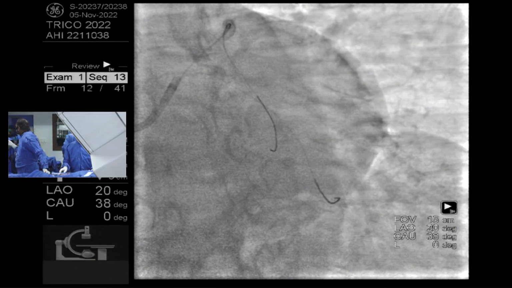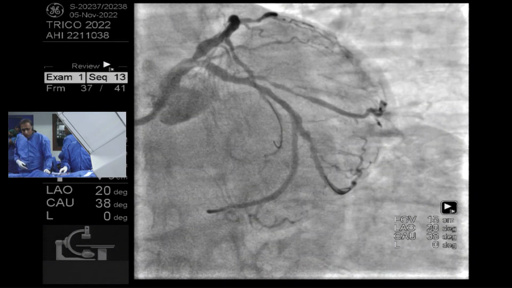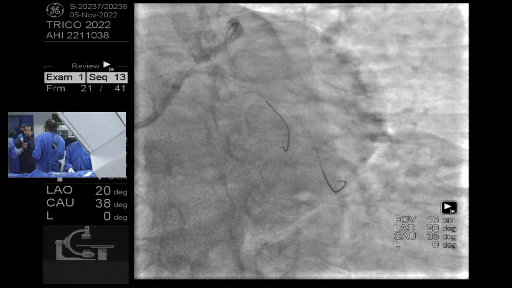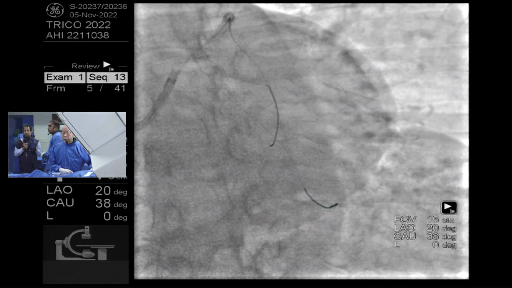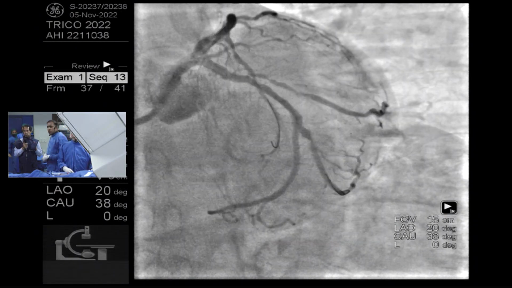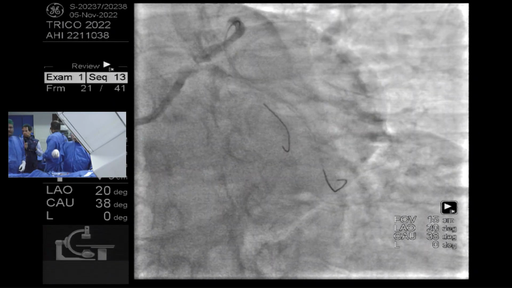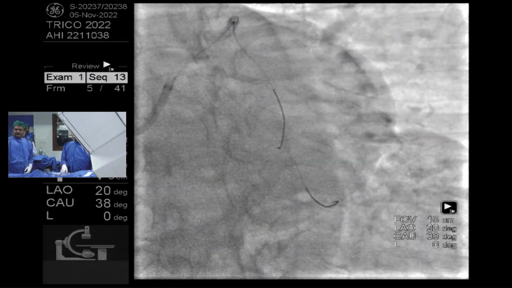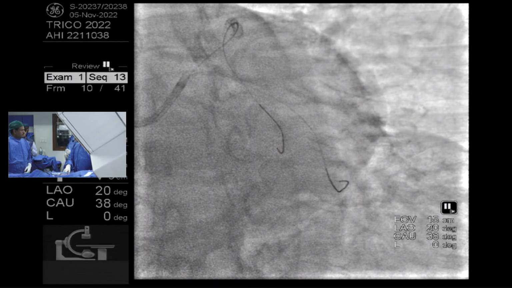Stand. Dr. Saito, which is the proximal landing zone of the stent? Proximal landing zone is just after the aneurysmal dilatation, so it is in the main distal circumflex. It's aneurysm. Stent is coming. It's coming, yeah.